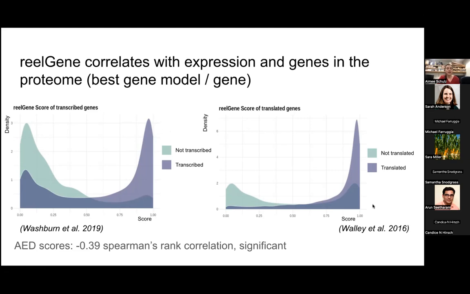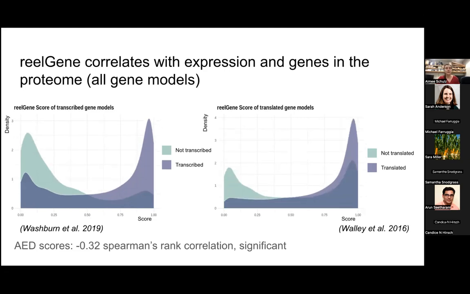And if we look at the AED scores, which is another metric of estimating how correct these gene models might actually be, we do get a significant Spearman's rank correlation of -0.39, where the lower the AED score, the better. And if we look at all transcripts, so this is all 72,000 gene models in B73, we see that this trend still continues.